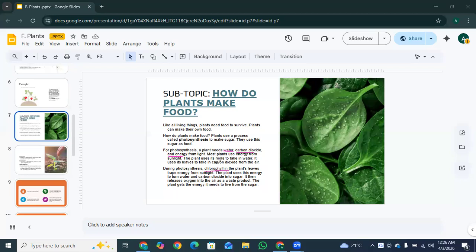Plants have something called chlorophyll in their leaves. This is what makes leaves green, and its job is to catch the sunlight so the plants can use it. Okay, when the plant mixes the sunlight, water, and air together, it turns them into sugar. And this is basically the plant's food. It gives the plant energy to grow tall and stay healthy.